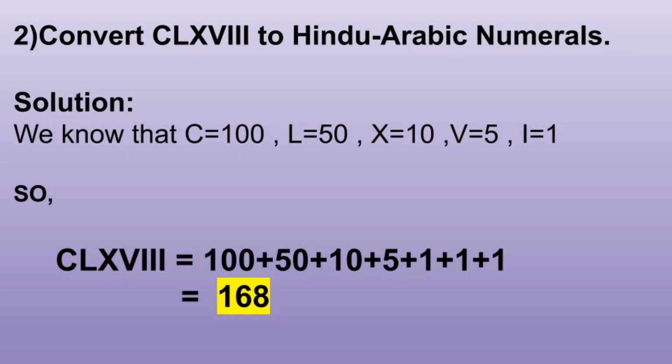As per the rule, if a smaller numeral follows a larger numeral, the numerals are added. So, CLXVIII equals, we have to add up all the values. 100 plus 50 plus 10 plus 5 plus 1 plus 1 plus 1. The answer is 168. Hence, we find the answer.